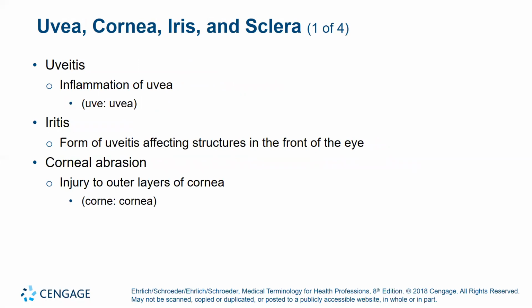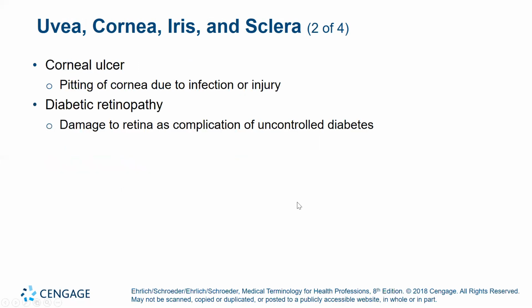You have uveitis, inflammation of the uvea. Iritis is an inflammation of the iris. And then we have corneal abrasion, injury to the outer layers of the eye. Cornea, C-O-R-N-E-A, is cornea. Corneal ulcer is just a pitting of the cornea due to infection or injury. And then we have diabetic retinopathy. This is damage to the retina as a complication of uncontrolled diabetes, where you would see that diagnosis.